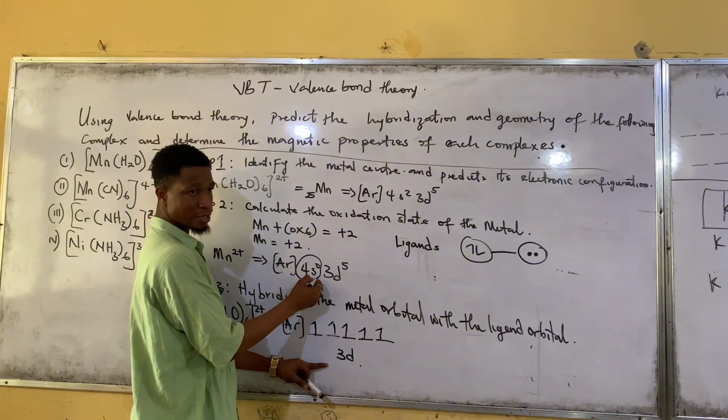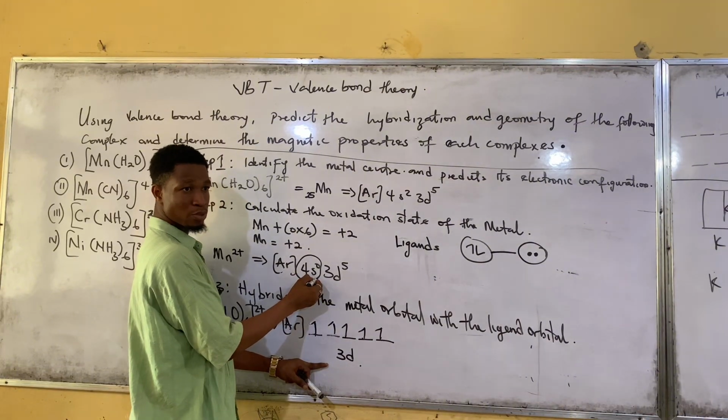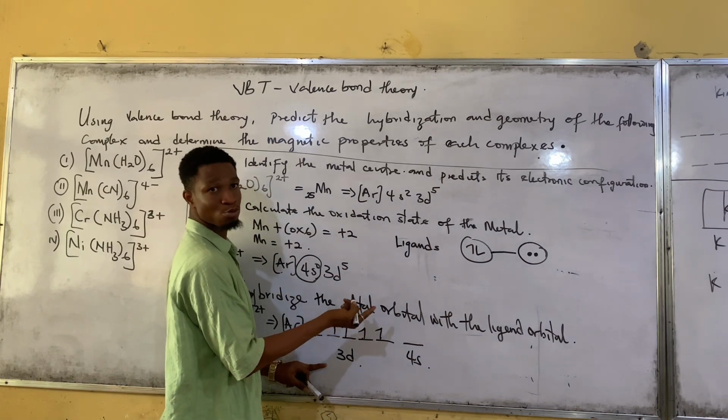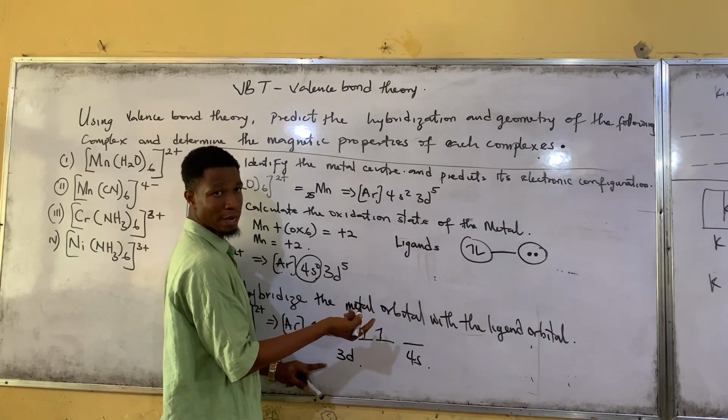4s0. Are you seeing that? So you open the next empty orbital, which is the 4s0. So this will be your 4s. How many can enter here? 2. Is that not it? Only 2 can enter here at most.